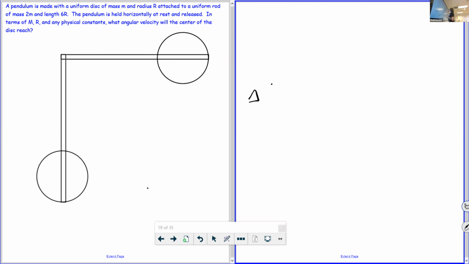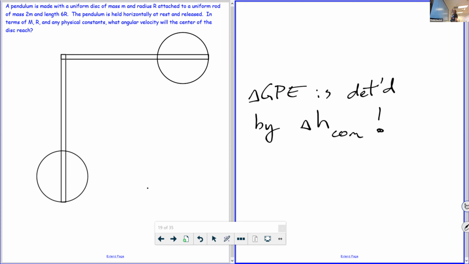The change in GPE is determined, that's the abbreviation for determined, not Detroited, is determined by the change in height of the center of mass. Okay, that's issue number 1. Issue number 2 is we're gaining rotational kinetic energy.